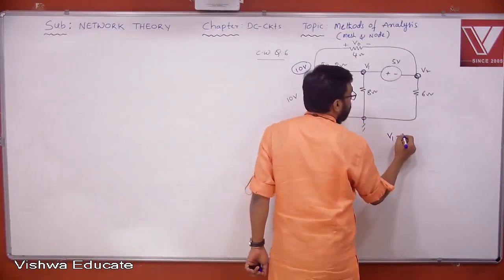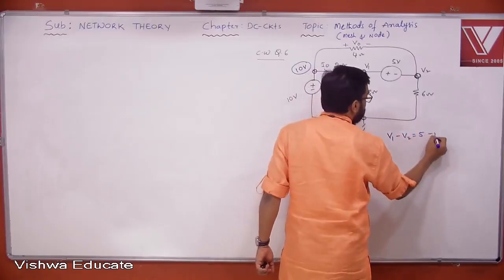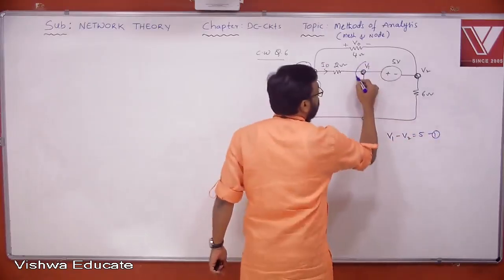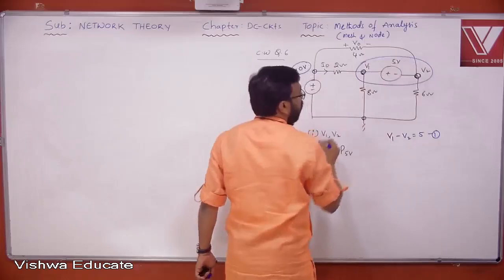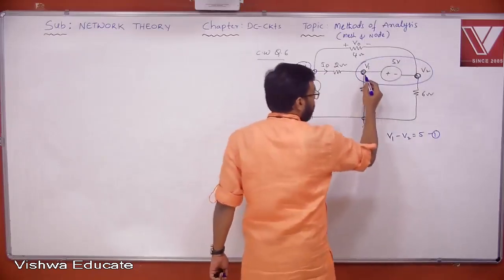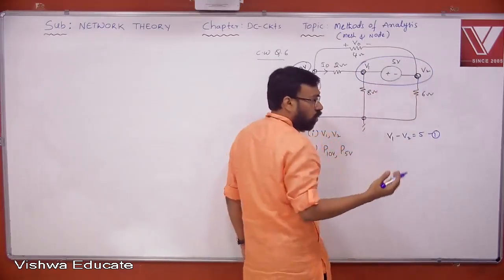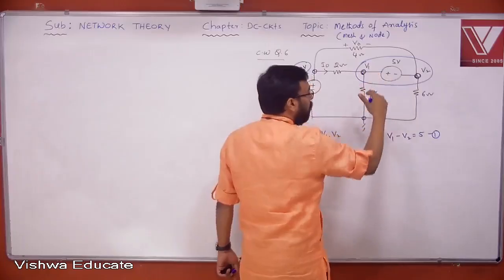V1 minus V2 is equal to 5. This is the first equation. And this is the super node forming here, right? Okay, you can replace it with a short circuit and draw that. I think you don't waste time. Directly you can attack the problem.